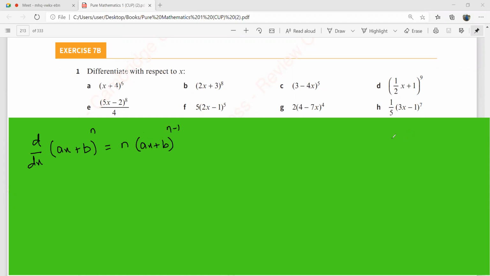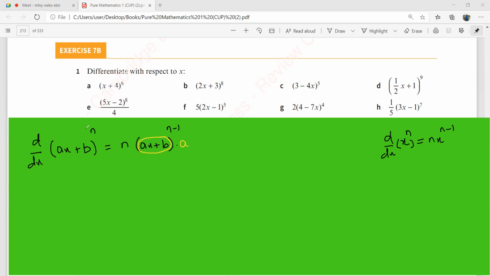This is exactly the extension of when you have d by dx of x raised to power n, which becomes n x raised to power n minus 1. But there is something extra over here. You will have to multiply this with the derivative of whatever you have inside this bracket, that is ax plus b. So this time that would be a. That is the derivative of the expression inside these brackets. Okay, so without wasting time, let me take you to the examples here.